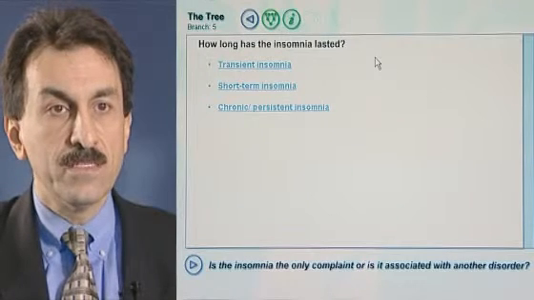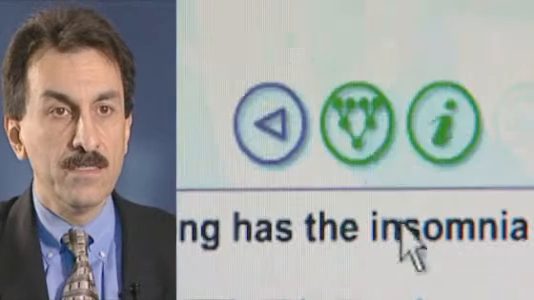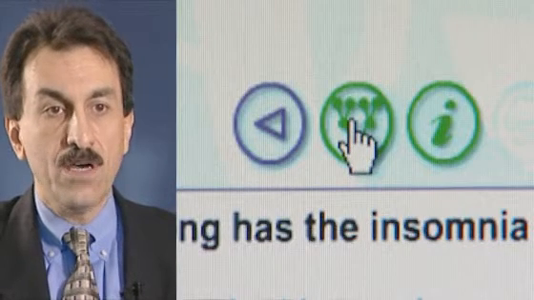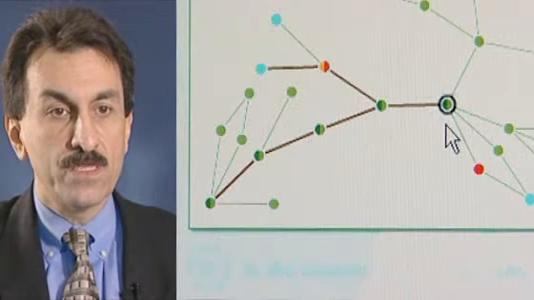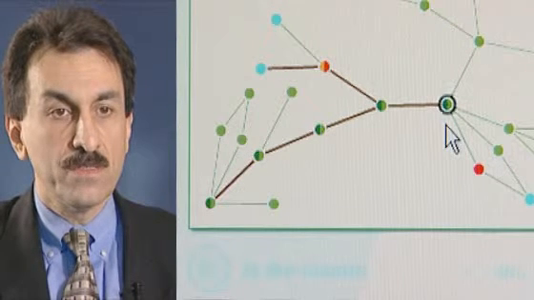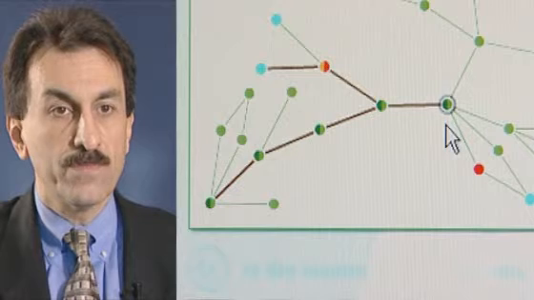Let's click on the actual tree icon to give us an idea on where we are in the sleep tree in a visual fashion. You can see the flashing circle that gives you an idea on where you are.